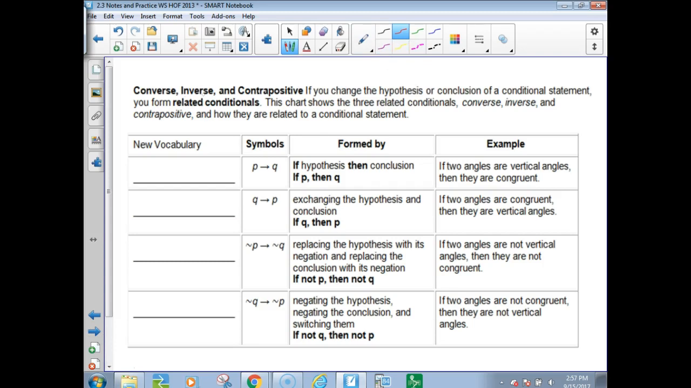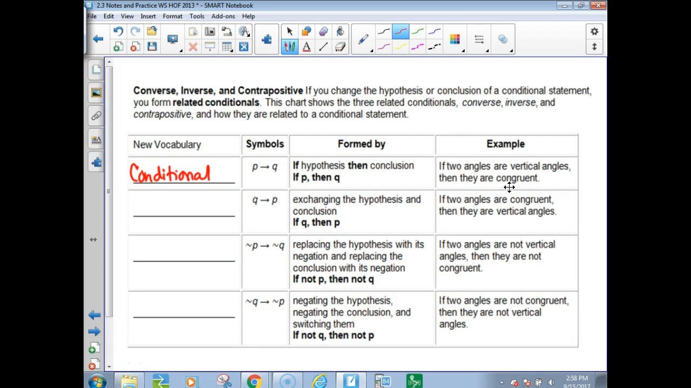Okay, now's when we're going to use some highlighting. So we're going to talk about the converse, inverse, and contrapositive of the conditional statement. If you change the hypothesis and conclusion of a conditional statement, you form related conditionals. This chart shows the three related conditionals, converse, inverse, and contrapositive, and how they relate to the conditional statement. The first one is if P then Q. That is our conditional statement. The conditional statement says if P then Q, and your hypothesis is P, the Q is your conclusion.